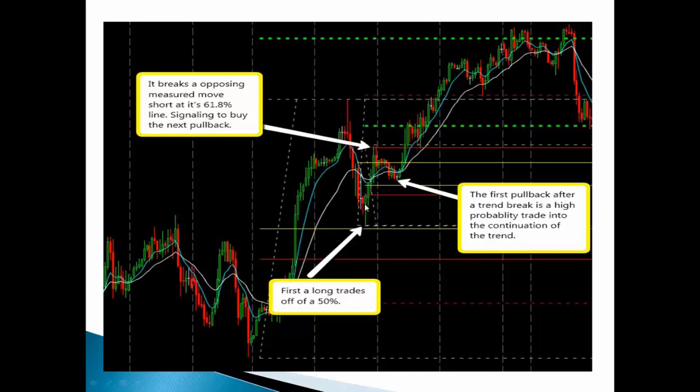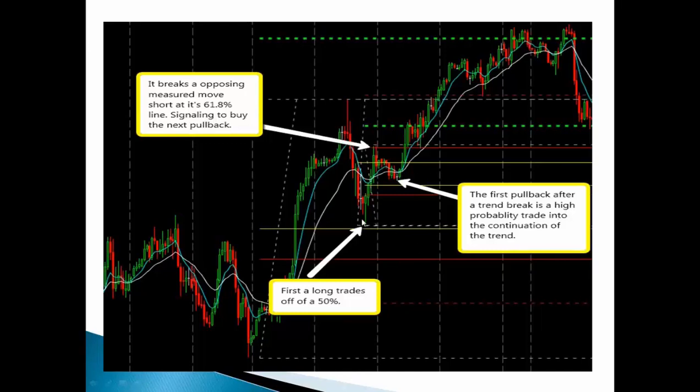First of all, coming off of a traditional measured move long, we have a bounce off of a traditional measured move long. As you can see here, the opposing measured move short drawn from the highs to those most recent lows, the opposing short breaks its measured move at its 61.8% line. What that is signaling to you is to buy the next pullback. The next pullback after the trend break is one of the highest probability trades that we have, and it leads us into the continuation of that original trend.